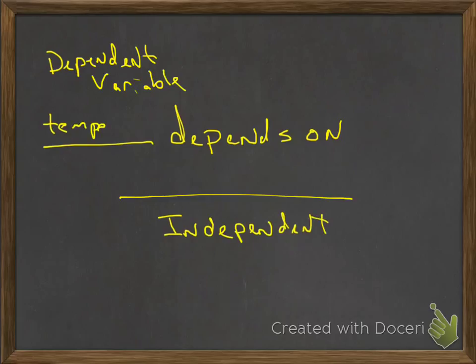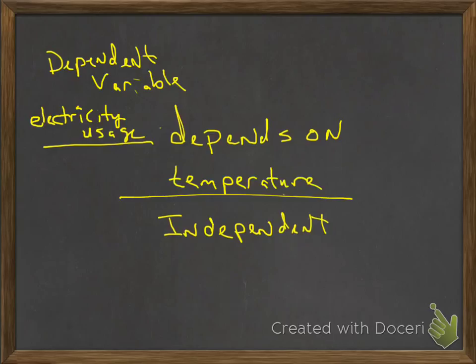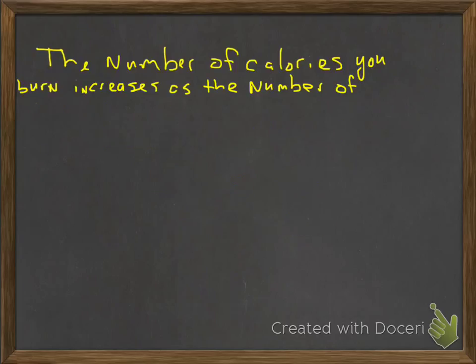So does it make sense to say the temperature depends on the electricity, so that somehow the electricity is changing our temperature? Or does it make sense to say the electricity usage depends on the temperature? So like when it's hotter outside, I have to use more electricity, that type of thing. Obviously, it would make more sense to say electricity usage depends on the temperature outside. So then electricity usage is your dependent variable, temperature is your independent variable. So that one, not too bad, fairly simple.